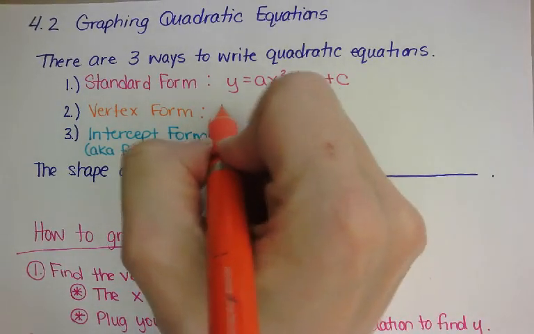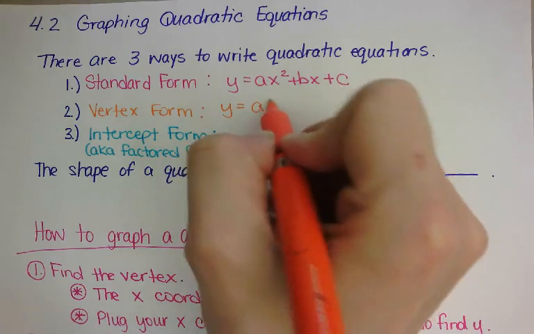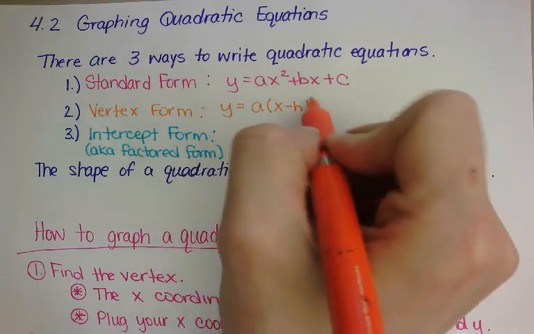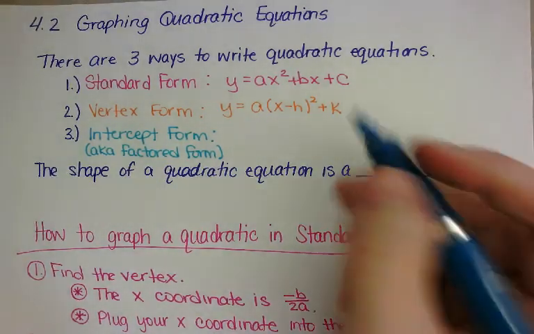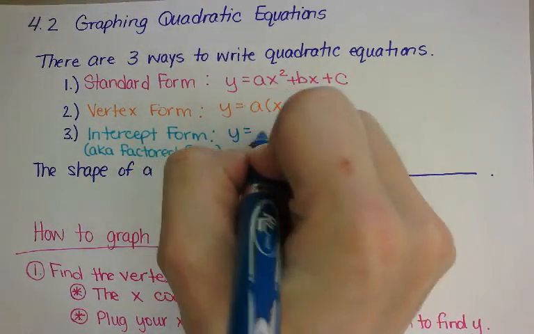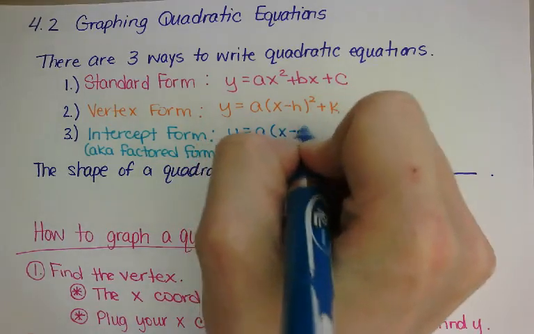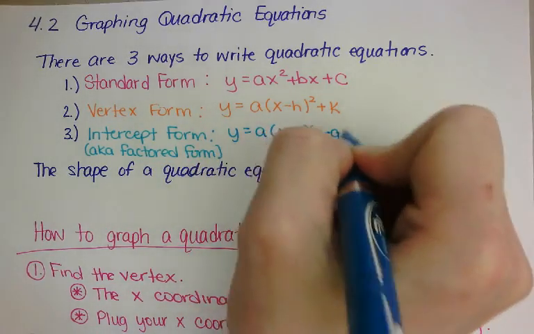Vertex form looks like y equals a times the absolute value of x minus h, squared, plus k. And intercept form, which is also called factored form, looks like y equals a times x minus p, times x minus q.